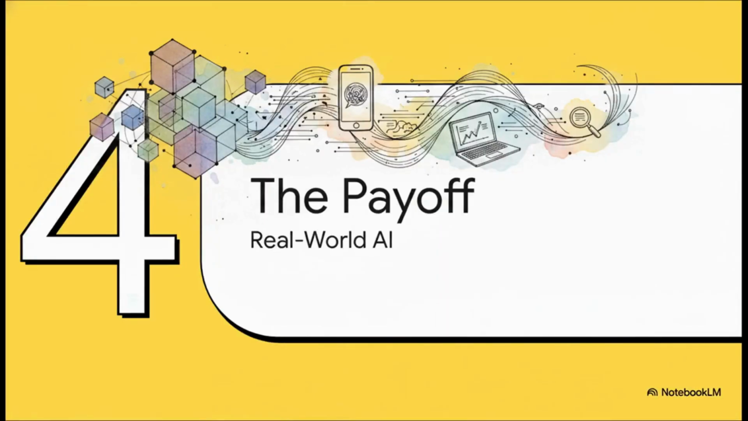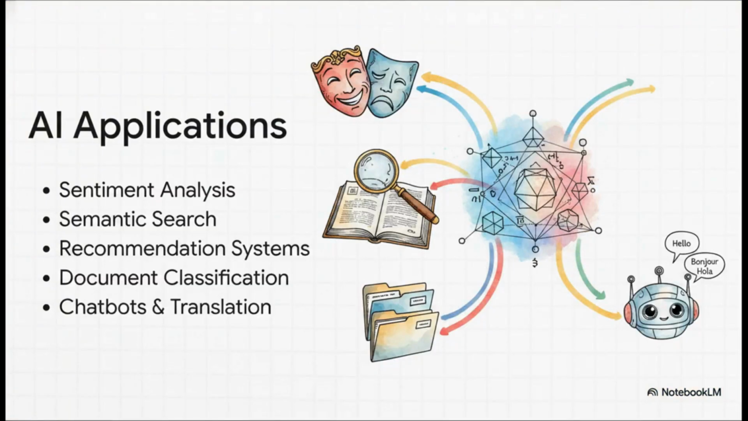Which brings us to section 4, the payoff, real-world AI applications. We have these incredible mathematical maps now, but why does it actually matter? Because the moment machines could suddenly calculate meaning similarity, an entire industry was revolutionized. Word embeddings are the absolute foundation for sentiment analysis, semantic search, recommendation systems, document classification, chatbots, and machine translation. All of these powerful, everyday digital tools suddenly became possible.